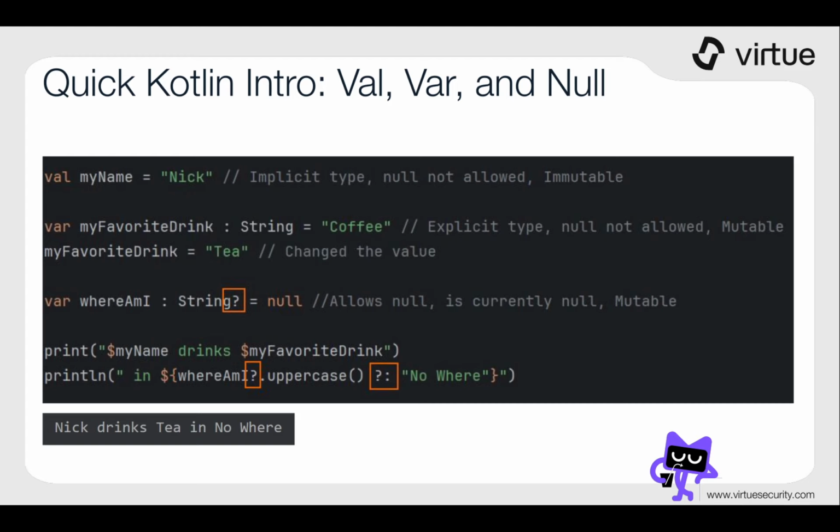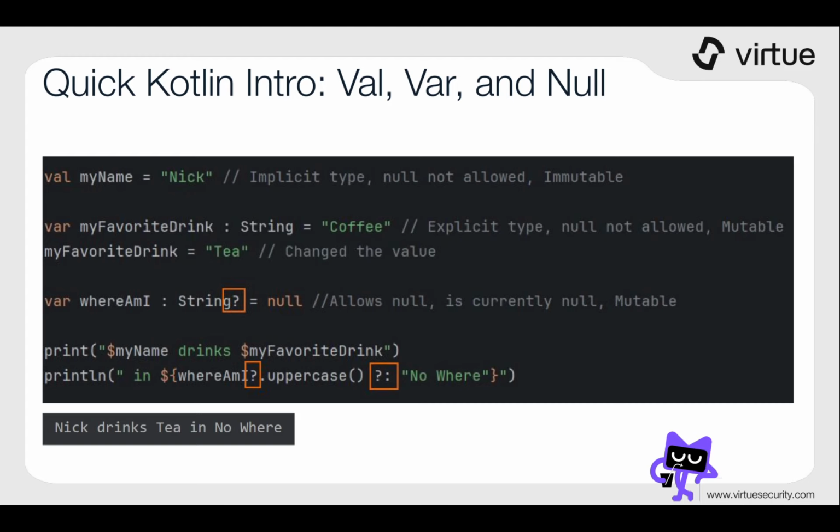Now in Kotlin, if we try to use the where am I variable without checking it for null, it's going to throw a compiler exception. It will not build. And so we need to check to see if it's null before we try to access its value. You can do that with an if-then statement. If where am I does not equal null, then do something. But there are actually some operators built into Kotlin to make that simpler if you want to use them.